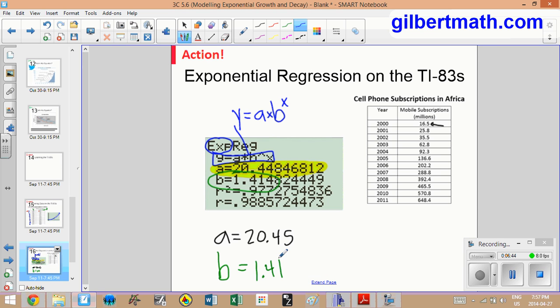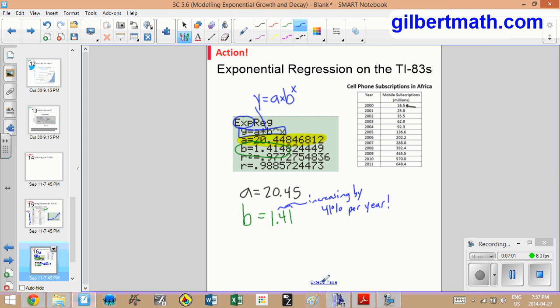And the 1.41 tells us that it is actually increasing on average by 41% per year. And that's a very key thing to know. So this tells us an average increase of 41% per year. Now, if we were to go ahead and actually write this equation, it would be y equals 20.45 times 1.41 to the exponent x.